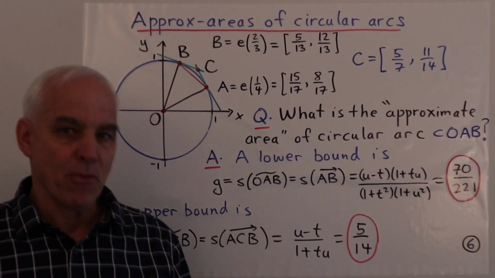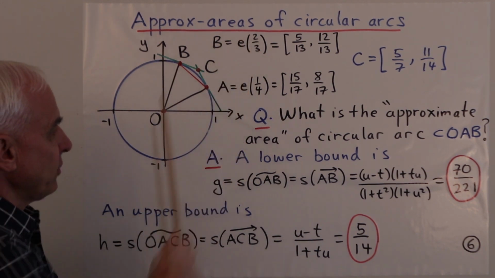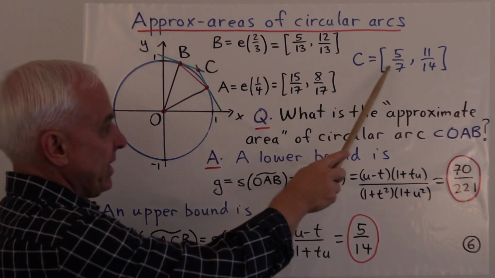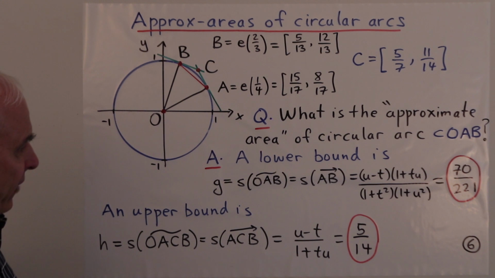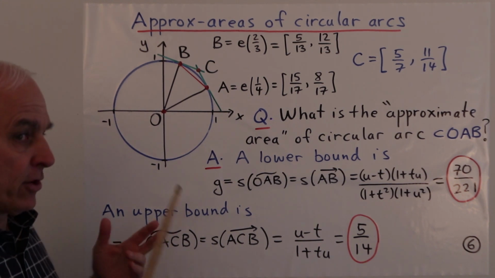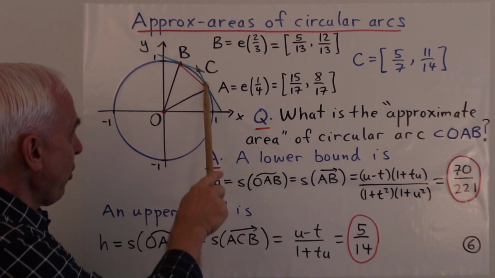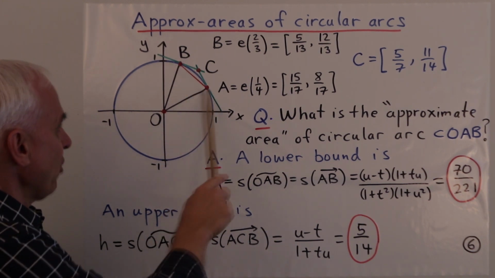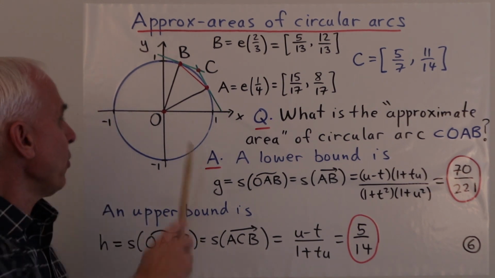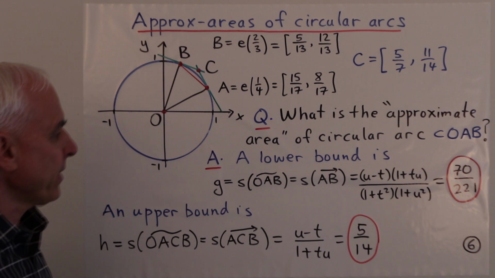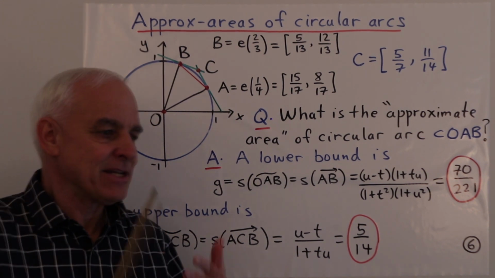So if we go back to our motivating example, our points A and B, which are E of 1/4 and E of 2/3, and I remind you the point C that we got was (5/7, 11/14), then we can now ask, what is the approximate area, in quotes, of this circular arc OAB? The portion of the circle cut out by these 2 rays from the origin to A and from the origin to B. Well, that area is a tentative quantity.